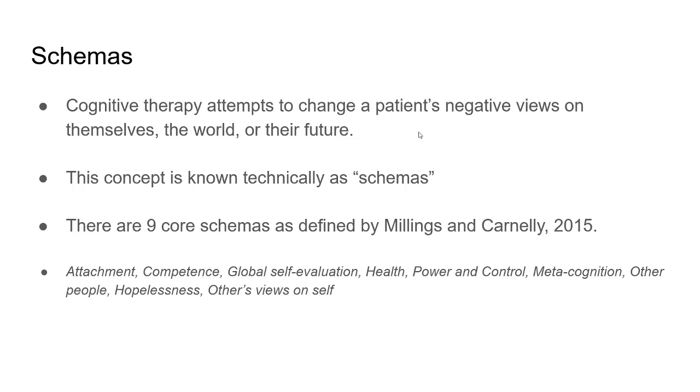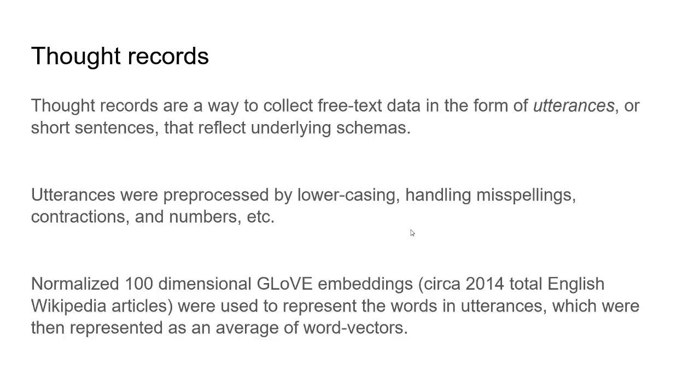So the first thing to understand is that schemas are kind of the main focus of the labels for our data. Essentially, certain patients can have maladaptive schemas that relate to negative views on themselves, their world, or their future. And that can be reflected in thought records that they write. So here are the 9 core schemas defined in 2015 by Millings and Carnelli. You can see some related to competence, some related to health, etc.